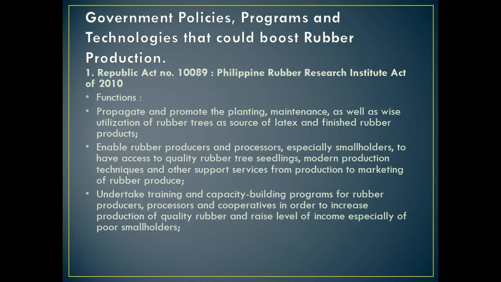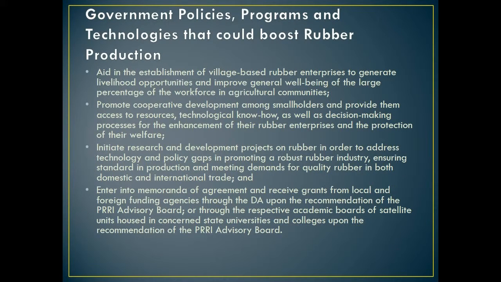Undertake training and capacity building programs for rubber producers, processors and cooperatives in order to increase production of quality rubber and raise level of income, especially of poor smallholders. Aid in the establishment of village-based rubber enterprises to generate livelihood opportunities and improve general well-being of the large percentage of the workforce in agricultural communities. Promote cooperative development among smallholders and provide them access to resources, technological know-how, as well as decision-making processes for the enhancement of their rubber enterprises and the protection of their welfare.